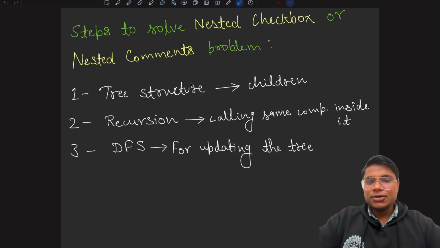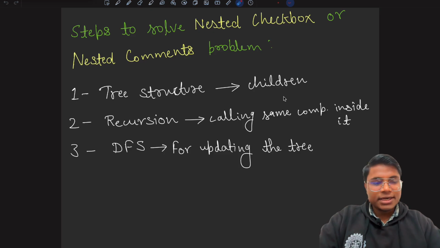The first thing we need to do to solve this problem is the tree structure. If we have the data, we structure it in a way that looks like a tree. What does a tree have? A tree has a lot of children. If we structure our data in that format, it will be very easy for us to keep track of the children of a parent. So the first step is to structure our data in a tree-like format so that we can add the children there.